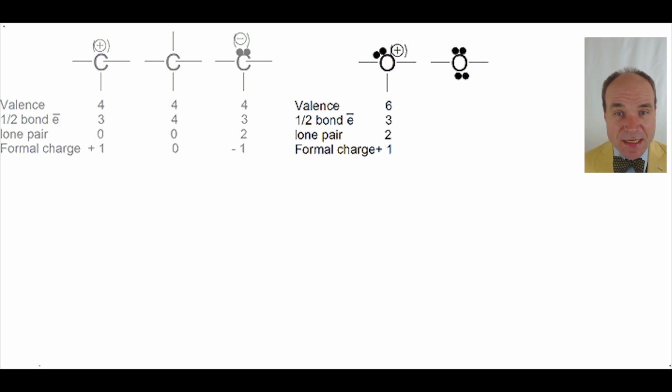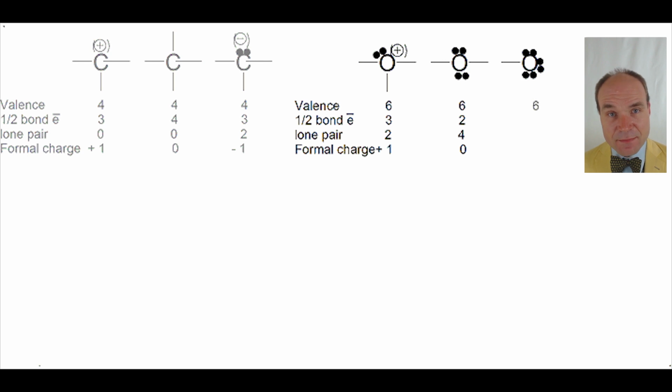The next oxygen case, again, the valence electrons are 6. The number of bonds are 2. So therefore, 4 electrons involved in all the bonds. Half the number of bonded electrons, therefore, is 2. But now there are 2 lone pairs, each having 2 electrons, so overall 4 lone pair electrons. So the calculation is going to be 6 minus 2 minus 4, which gives us overall 0. This is a neutral oxygen.